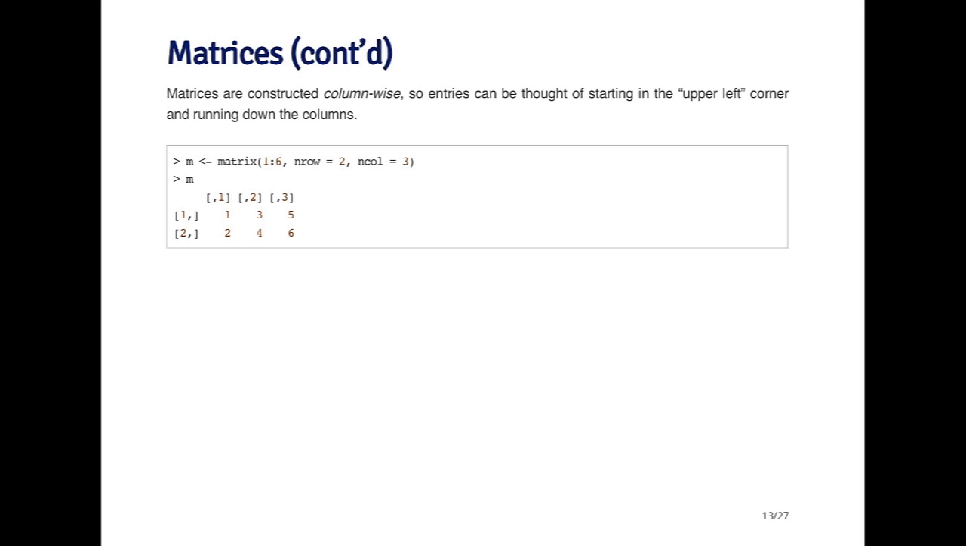So if I create a matrix by taking the sequence 1 to 6, and then I specify that it has 2 rows and 3 columns, how does this matrix get constructed? It gets constructed column-wise, so the first thing that happens is it takes 1, 2, and now there's only 2 rows, so it can only go to 2, and that makes the first column. The second column is made up of 3, 4, and then the third column is made up of 5 and 6.